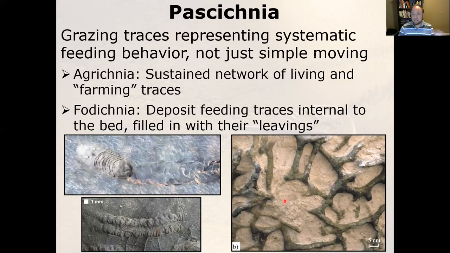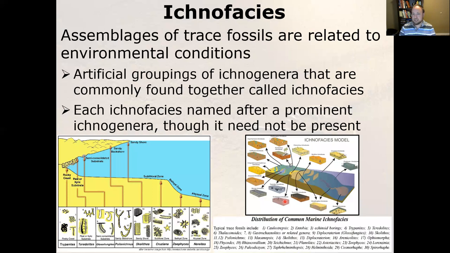So again, a lot of different interesting behavior patterns are preserved in the rocks just by looking at burrows. But the real power of these things is grouping them together and clustering them into assemblages. So there's a concept of ichnofacies, which is assemblages of trace fossils that are commonly found together. The reason they're commonly found together is they're made by organisms that like the same environment. And so these are like artificial groupings.